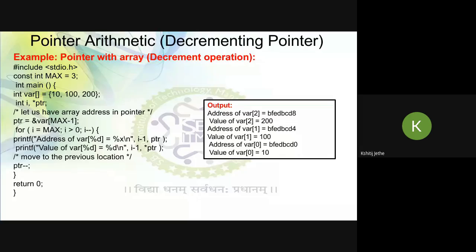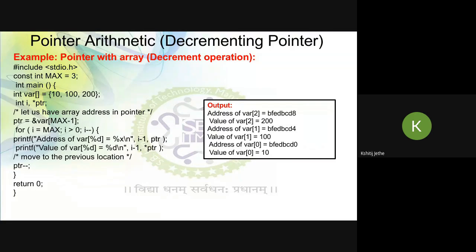Initially i is set to MAX, so i equals 3. The condition will check 3 is greater than 0, the condition is true, and then we will print the address of var[i-1], because i is initialized to 3 initially, so i-1 is 2. So the address of var[2], and then we are printing the address. We are getting in the output the address BCD8. I am reading the last 4 digits of the address.